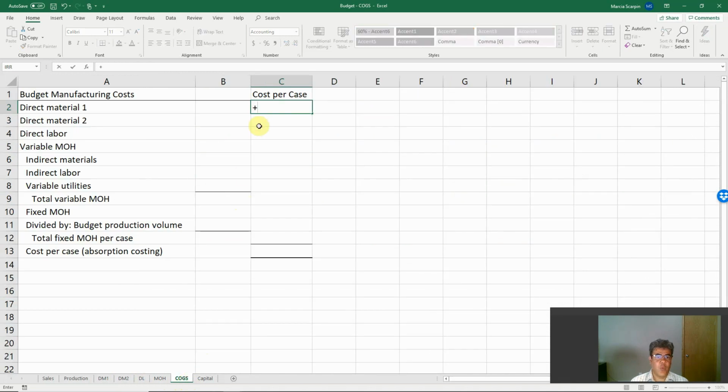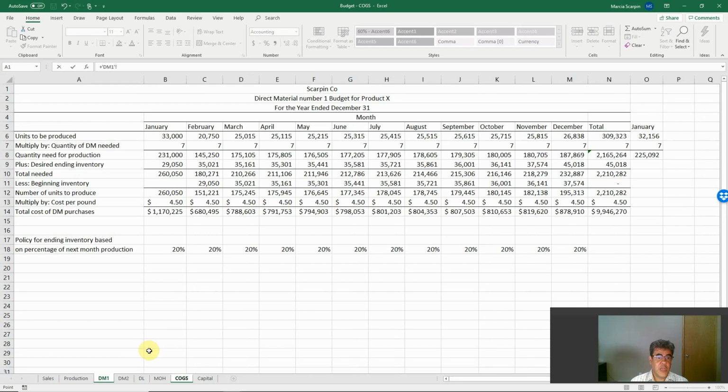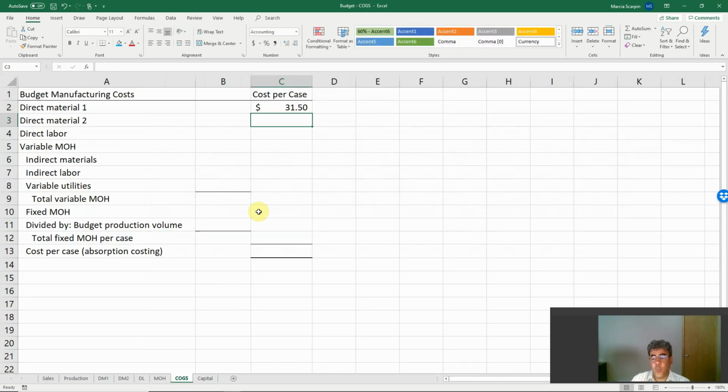Direct material number one, what do we have? We need 7 units or 7 pounds of direct material number one to produce 1 unit. Each one costs $4.50. So to produce one unit, we need $31.50 of direct material number one.